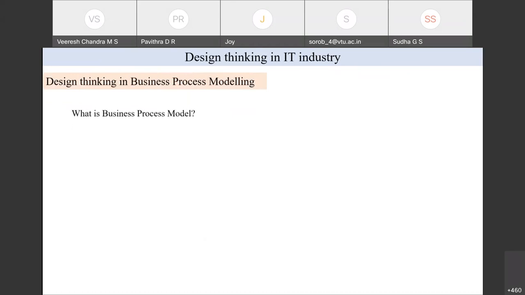So business process modeling, what do we exactly mean by business process models? So let us consider a mechanical industry. Our raw material has entered into the industry, let us say.